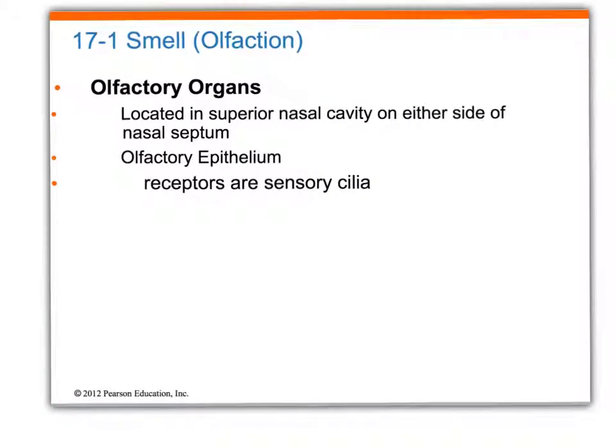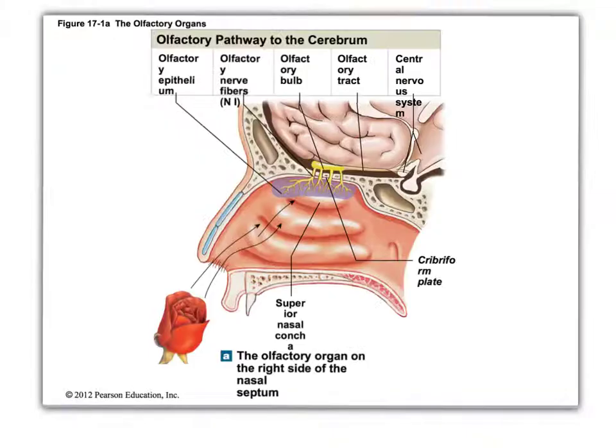So let's focus in on smell or olfaction. You have olfactory organs, if you want to call them organs. It's really more of a layer of tissue located up in the superior nasal cavity on either side of the nasal septum, way up high in your nasal cavity. There's just a thin layer of olfactory epithelium, and embedded within this olfactory epithelium are olfactory receptors. The receptors themselves are actually little cilia with sensory receptors embedded in the membrane of the cilia, as we see.